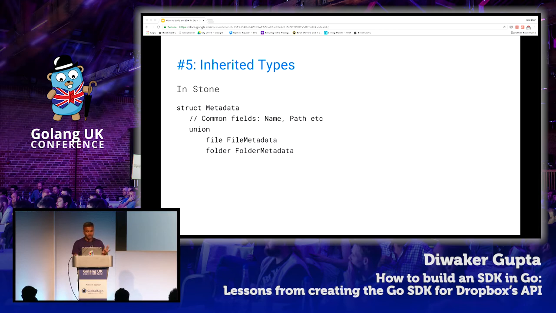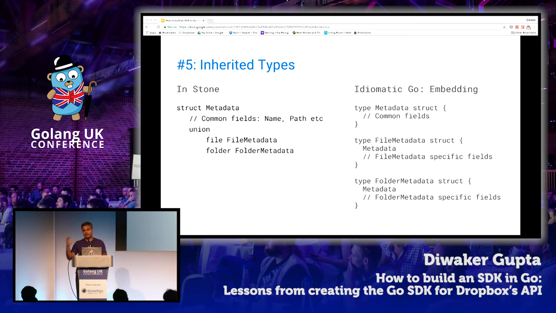The idiomatic way of representing the data structures would be via embedding. You define a struct Metadata with all the common fields in there, and then you have two structs, one for FileMetadata and one for FolderMetadata, both of which embed the Metadata type. OK, this seems reasonable. So what are some challenges one might encounter with this approach?